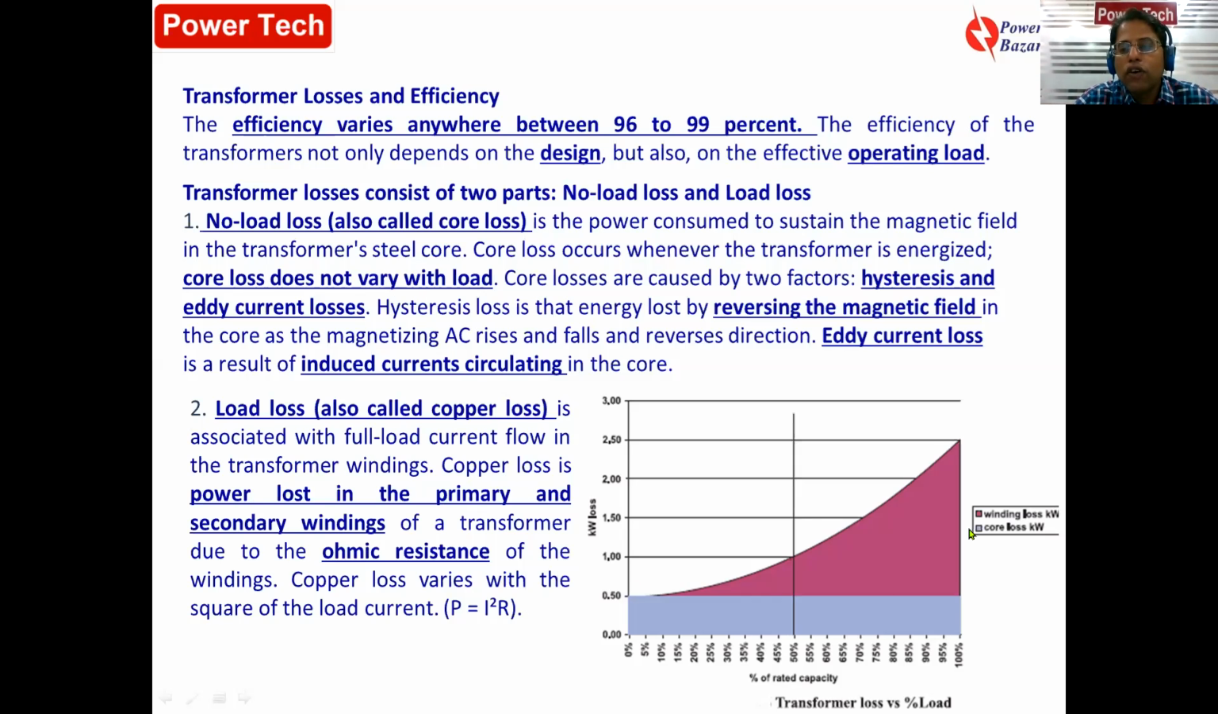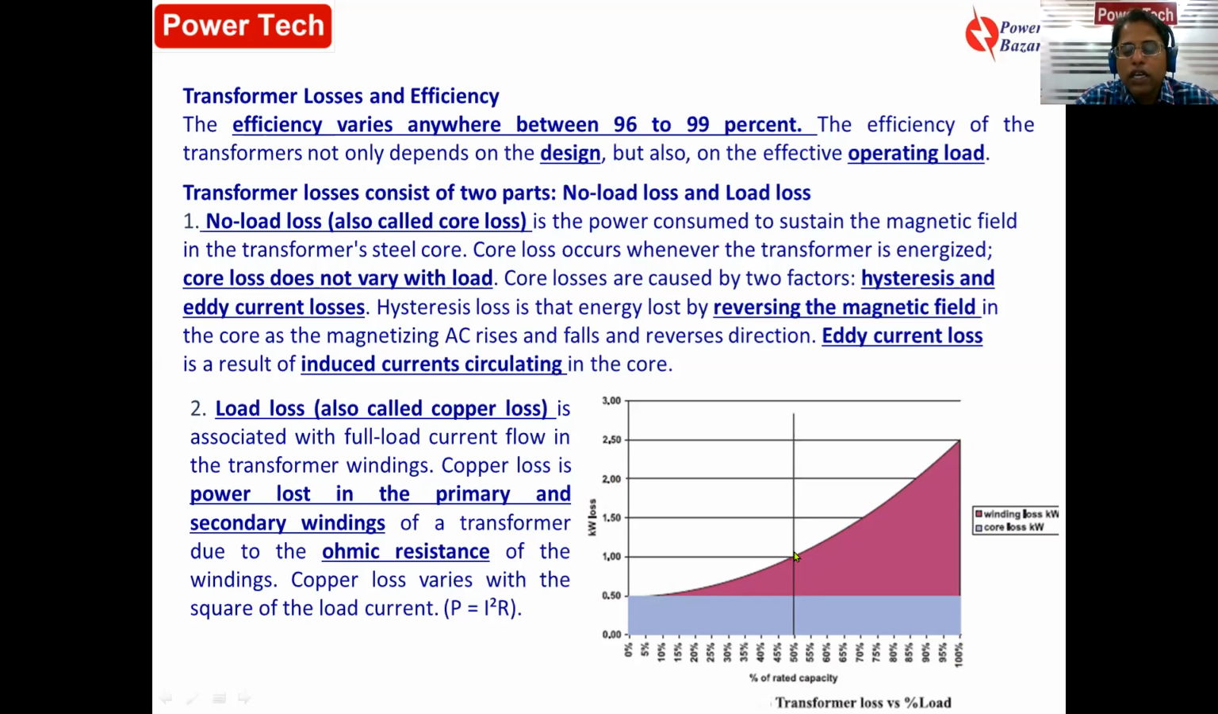Now how do these losses vary? This is the curve, typical transformer loss versus percentage load. This no load loss is a fixed loss, so it remains constant, whereas this copper loss or load loss increases with load. If the load is 100%, the losses will be around 2.2 kilowatt, let us say 2.5% will be losses. But if the load is low, then these losses will be minimum.